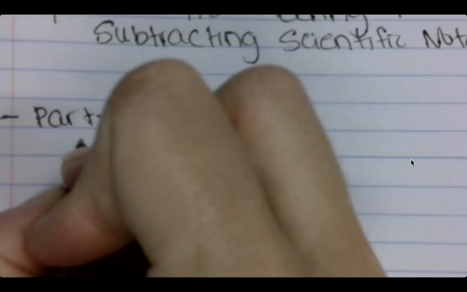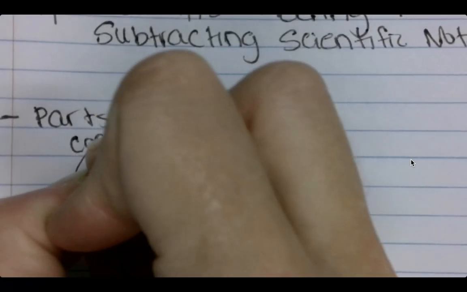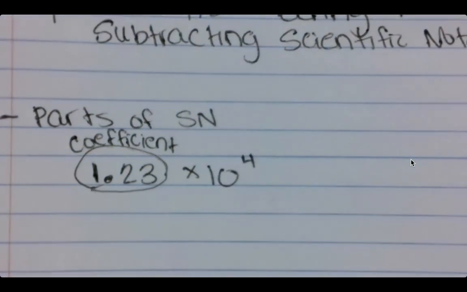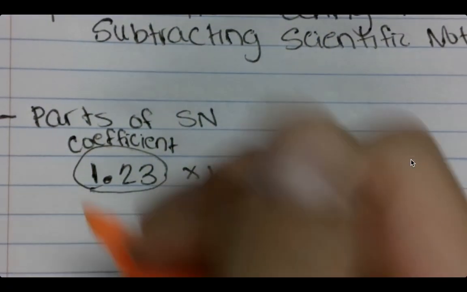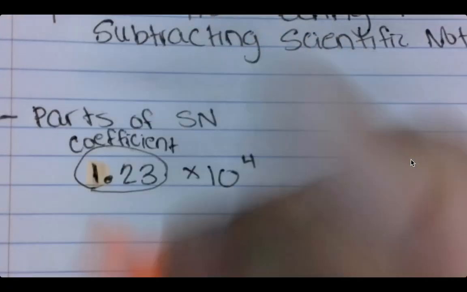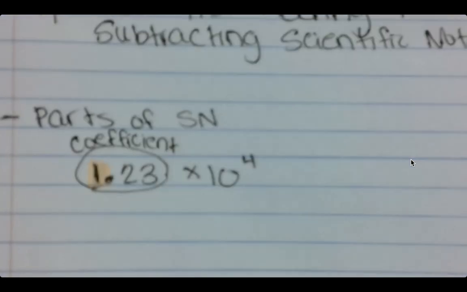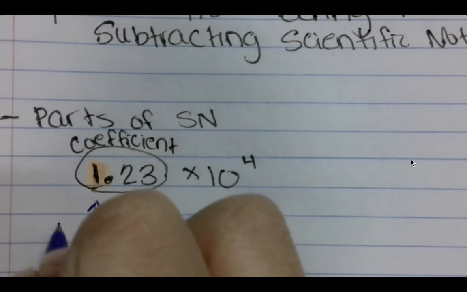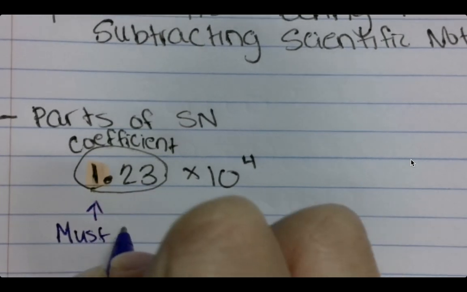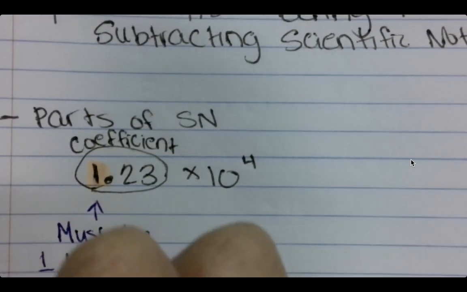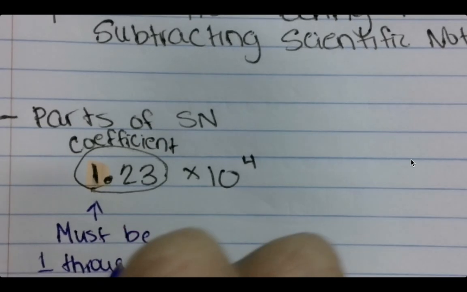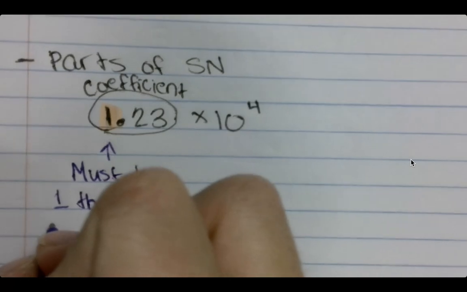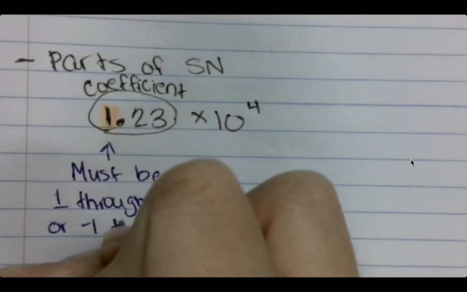This whole thing is our coefficient. And I want that coefficient, specifically that number in front, to be one through nine, or -1 through -9.